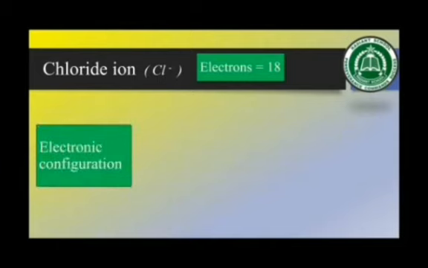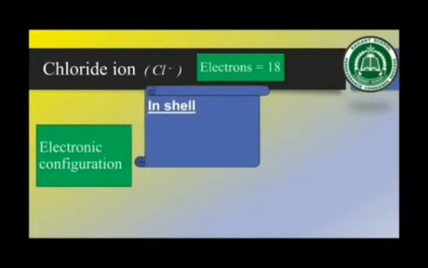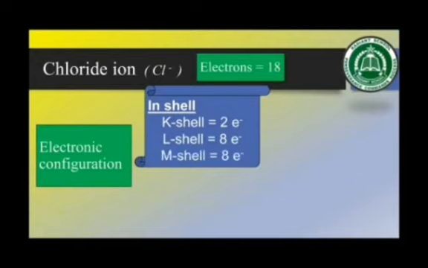Electronic configuration of the chloride ion in shells: the K shell will accommodate 2 electrons, the L shell will accommodate 8 electrons, so 10 electrons are there. Now how many electrons are left? Yes, 8 electrons are left, that will go in the M shell. Although the M shell can accommodate 18 electrons, we have just 8 electrons remaining, so these 8 electrons will go in the M shell.